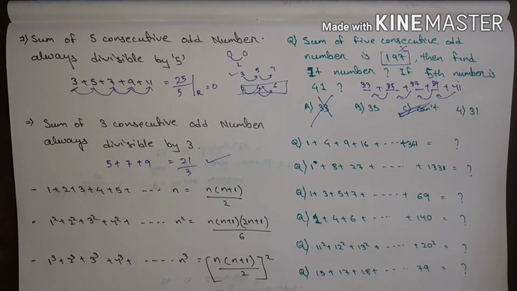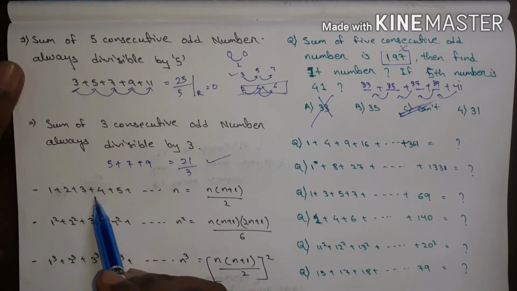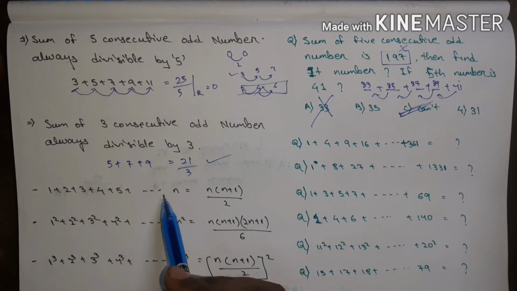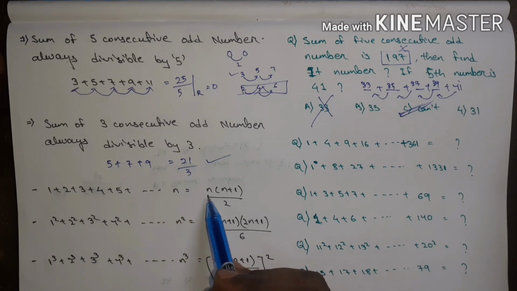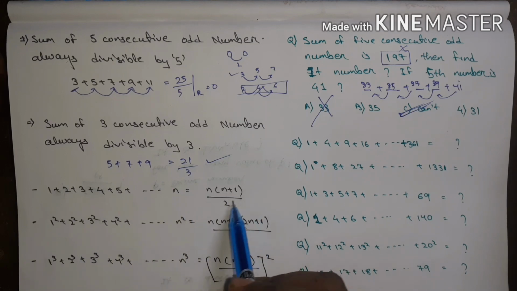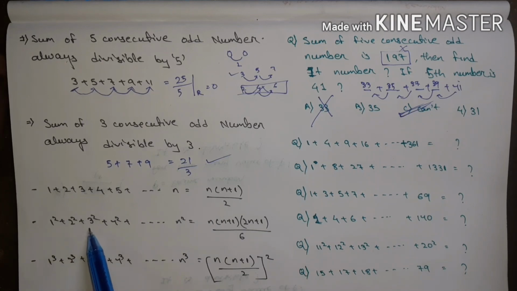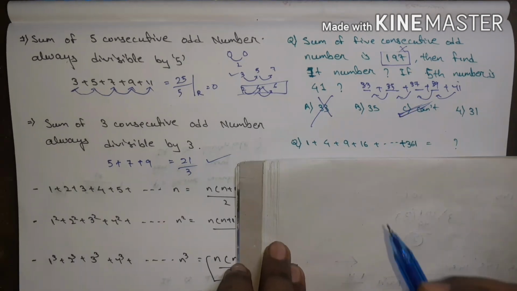Okay, got it? Next. 1 plus 2 plus 3 plus 4 plus 5 up to n, then its formula is n into n plus 1 by 2. 1 square plus 2 square plus 3 square plus 4 square plus ... n square, then its formula is n into n plus 1 into 2n plus 1 by 6. 1 cube plus 2 cube plus 3 cube plus 4 cube plus ... n cube is equal to n into n plus 1 by 2, the whole square. Okay? Understand? Then question. Look at this question.